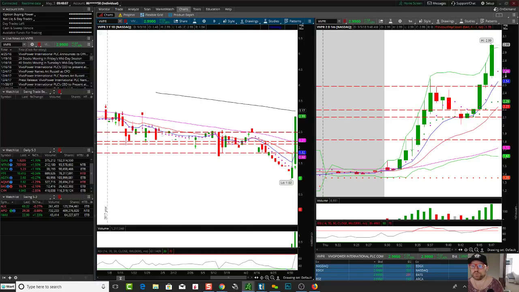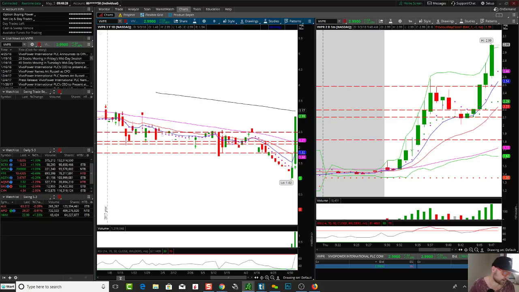VVPR, low floater, going parabolic. But this is where newbies get trapped. They buy out here when it hits the scanners. They want to get in on something, and then don't be surprised if this thing goes from $3 and just dumps right now. Could go up, but that's okay. It happens all the time. There's halted, VVPR halted, good call. So on a halt, you want to watch it resume, watch what the pattern does. Don't chase. If I can tell you guys anything, do not chase. Very, very important.